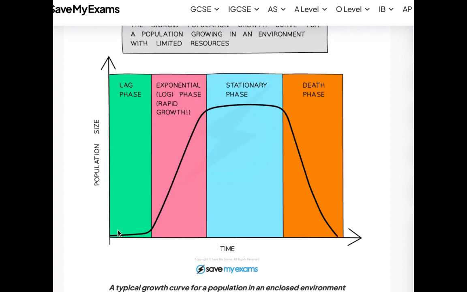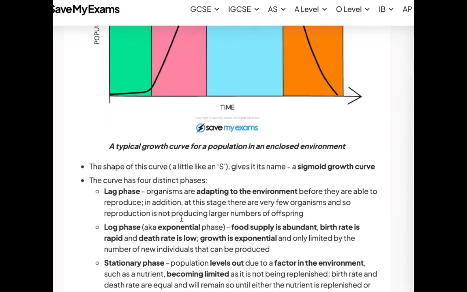The organisms are trying to adapt to this environment before they are able to reproduce. Because if they are not well adapted to this environment, they will not be able to reproduce.